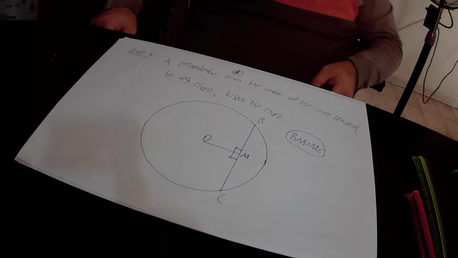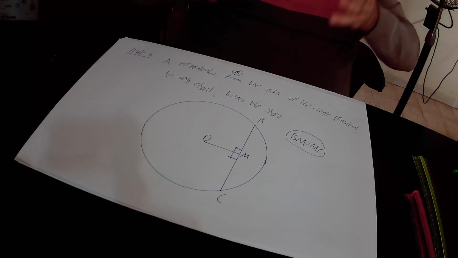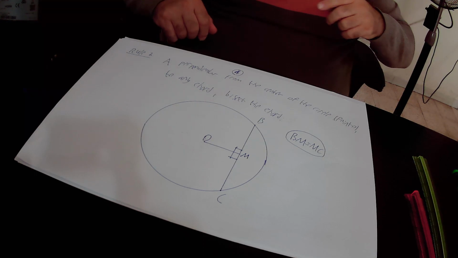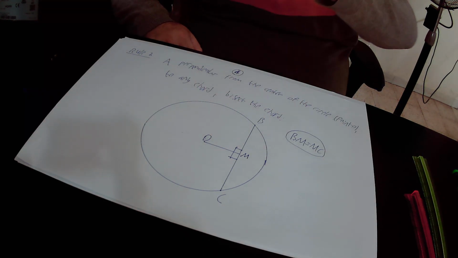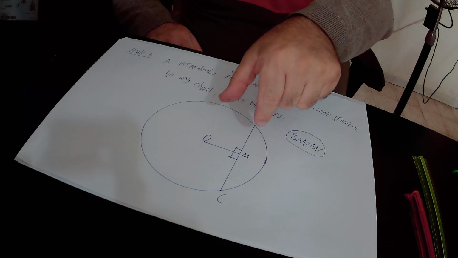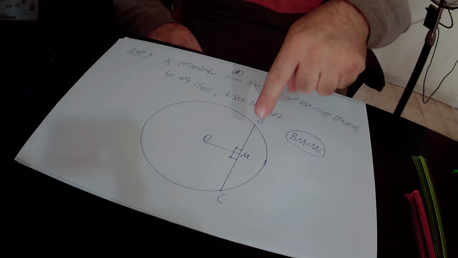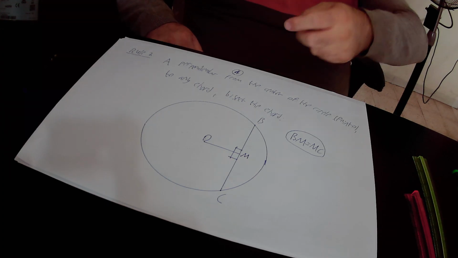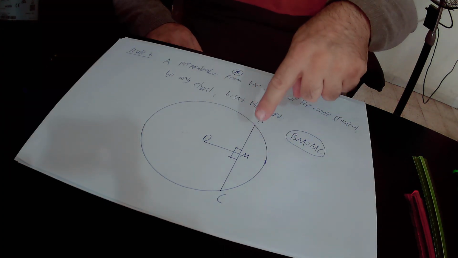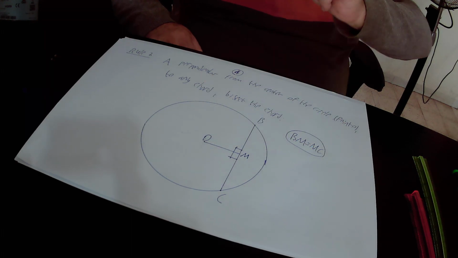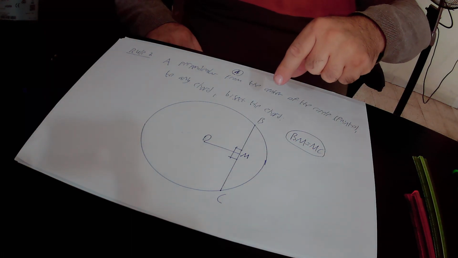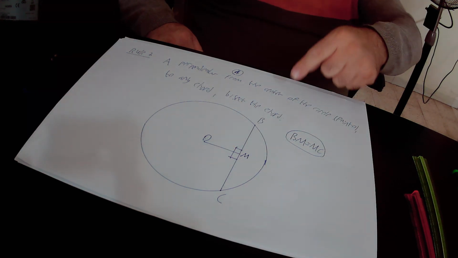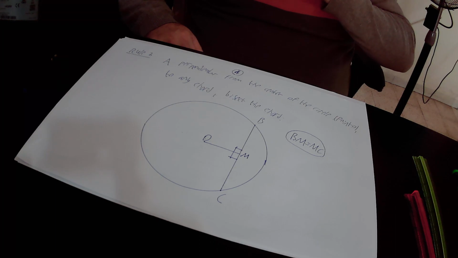According to rule number 2, whenever you have a perpendicular from the center of the circle towards any chord, it will bisect the chord. The center of the circle is at this point, point O. We have perpendicular OM to chord BC. That is to say, this angle equals 90 degrees and this angle equals 90 degrees according to our construction. According to rule number 2, perpendicular OM bisects chord BC. That is to say, BM equals MC according to rule number 2.